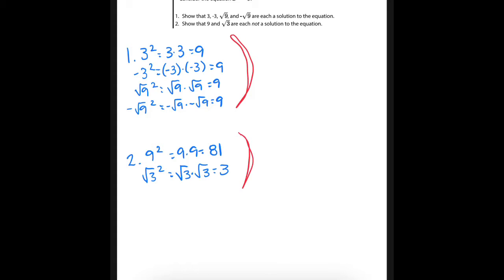Just one thing to note, that when you take a negative times a negative, it will be positive, so that's why the -3 works. And then when you take the square root of 9 times the square root of 9, you will just get 9.